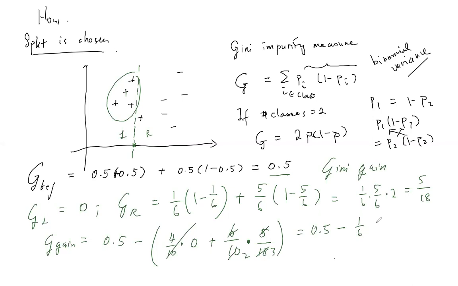1 over 6 is half of 1/3, right? So this is about 0.17. So this is about 0.33. Okay. So here your Gini gain is only 0.33. Right, whereas in the beginning, if you had split here, your Gini gain would have been 0.5. Okay, so the algorithm will pick the split.